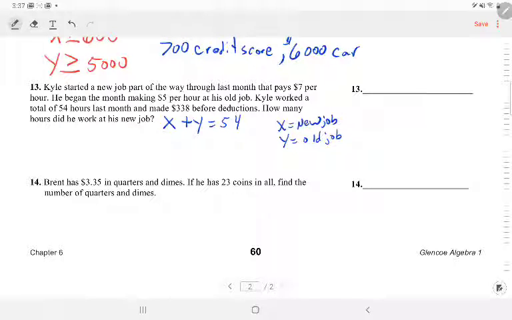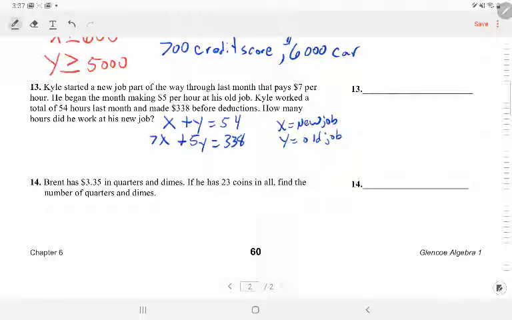Well, I know that the new job pays $7 per hour. Well, x is the number of hours for the new job, and y is the number of hours for the old job. So I could say 7x plus his old job was $5 per hour, 5y, and we know together they equal $338. All right.